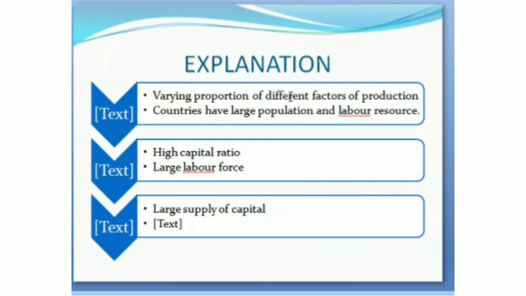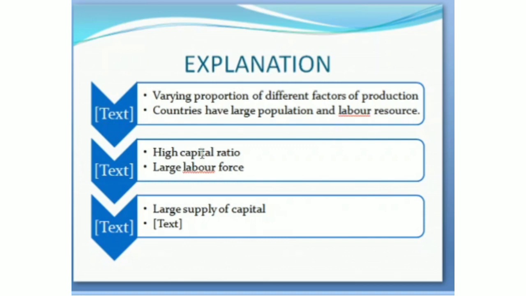Varying proportion of different factors of production. The theory believes that different countries are endowed with varying proportions of different factors of production. Next comes, countries have large population and labor resource. Some countries have large population and large labor resource. The others have abundance of capital but are short of labor resources.